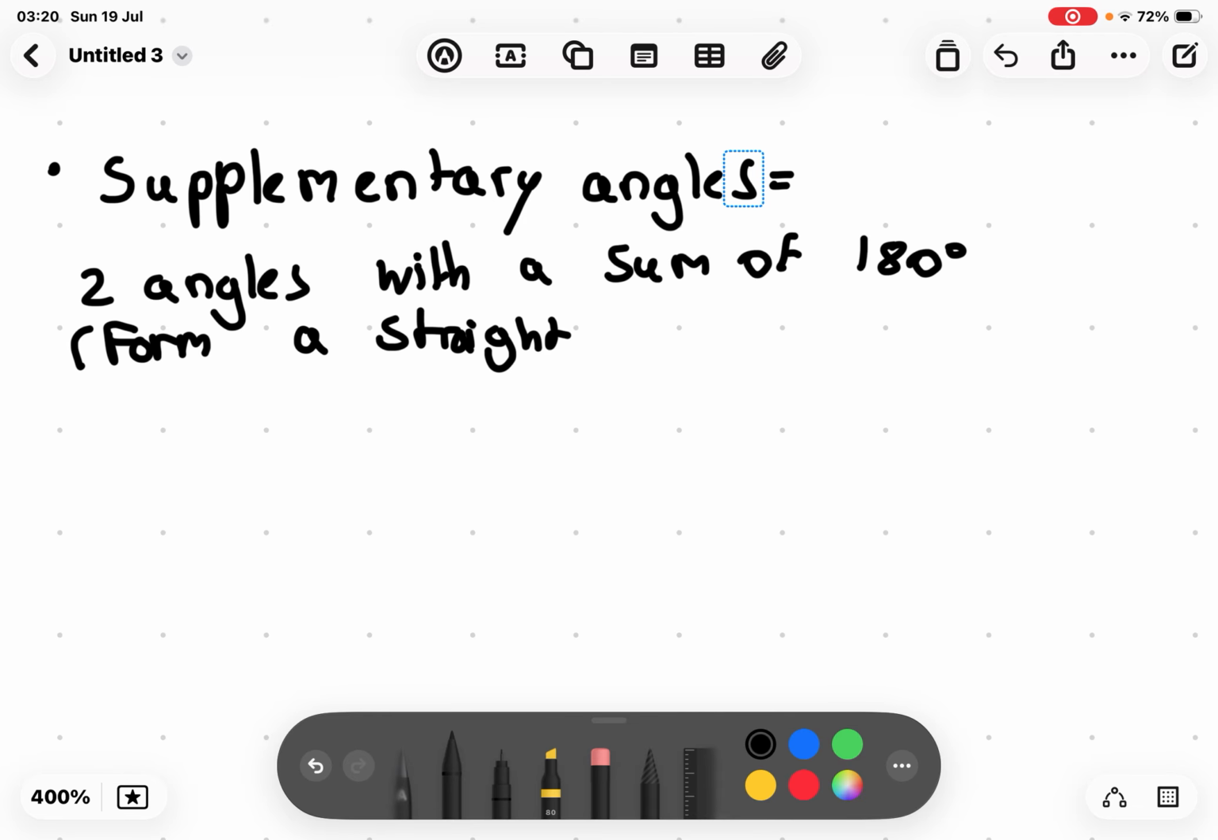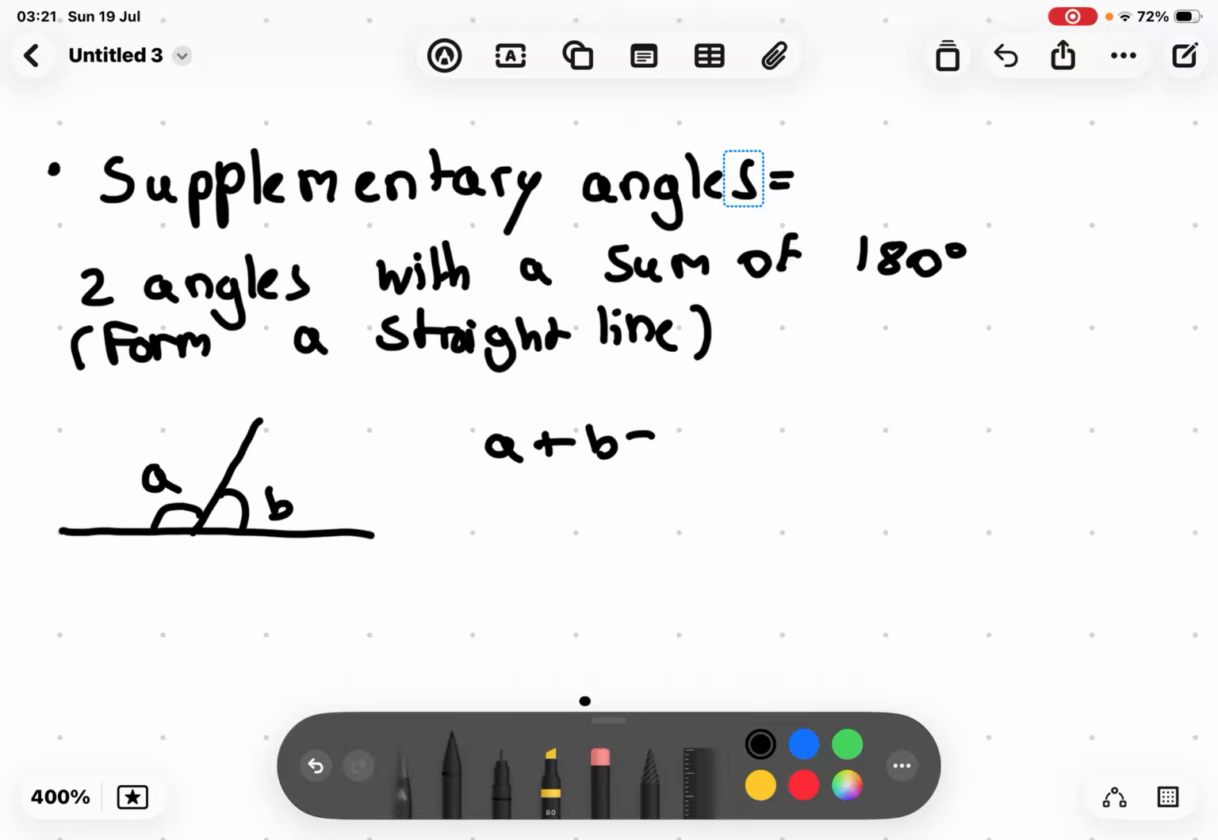Straight line. So supplementary angles are when two angles have a sum of 180, so they form a straight angle. So here we have a line and angles, so A plus B equals 180.